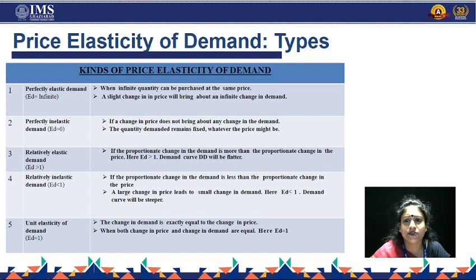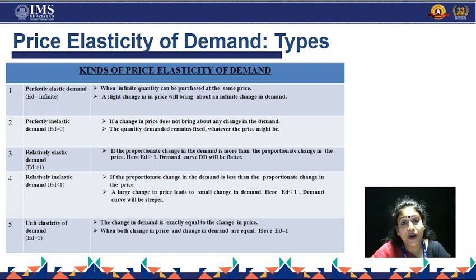There are several degrees of this elasticity. Usually these are five degrees. Perfectly elastic demand, which talks about when infinite quantities can be purchased at the same price. Second, perfectly inelastic demand, wherein the change in the price does not bring about any change in the demand. Then we have relatively elastic demand, which talks about proportionate change in the demand being more than the proportionate change in the price.